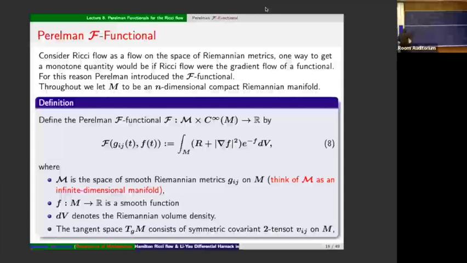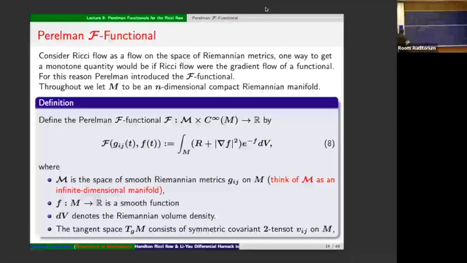I mean, a gradient flow of the Dirichlet energy functional. We know this. This is the volume measure of the manifold. Okay. And what does this mean?